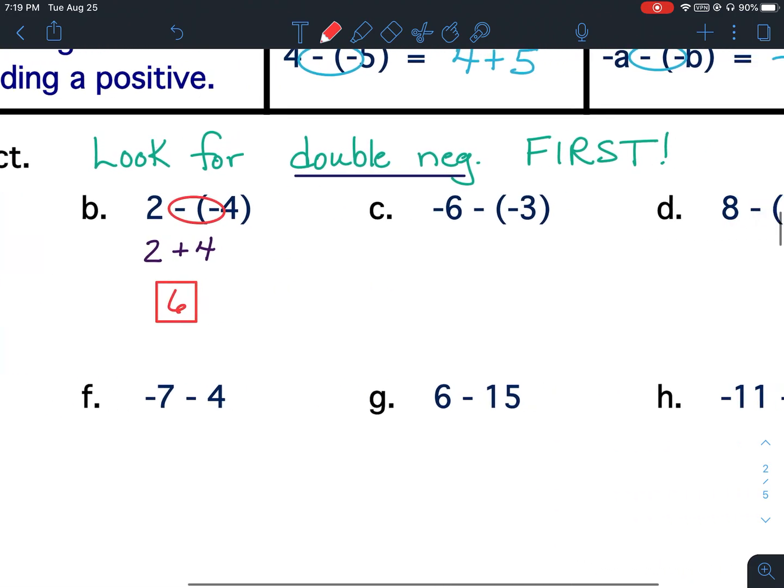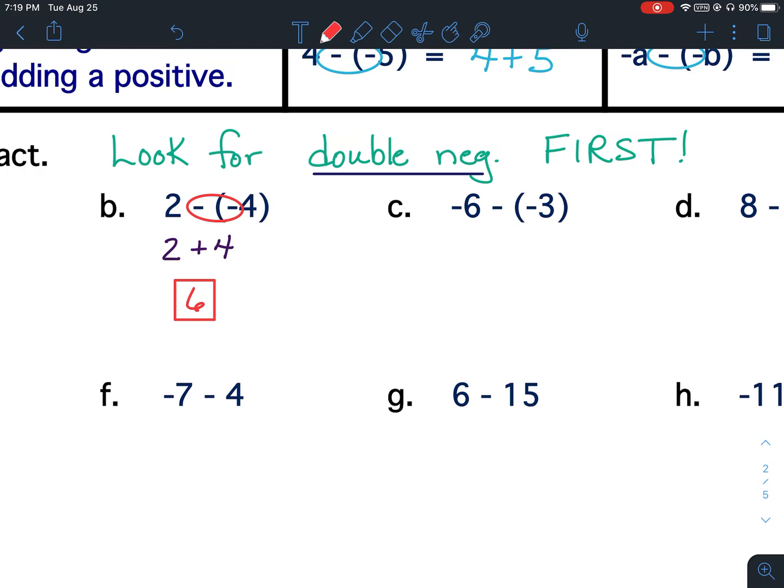For C, again, we're looking for the double negatives first. I have double negatives right here. So when you have double negatives, the first step is to rewrite the problem. So again, the number out front, whatever that sign is, does not change. The -6 stays a -6. But the minus -3, the double negative, becomes +3.